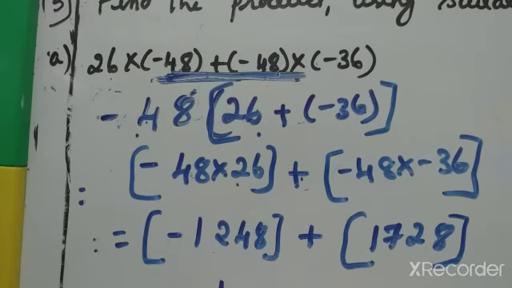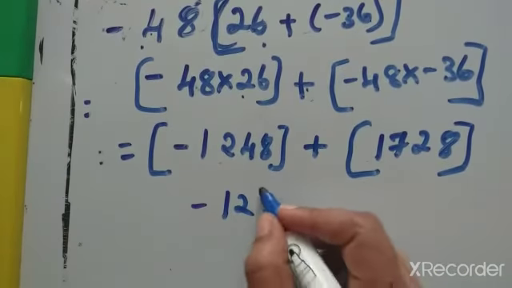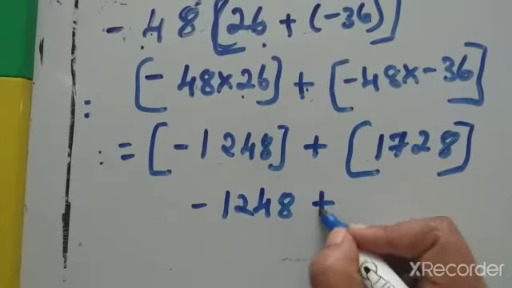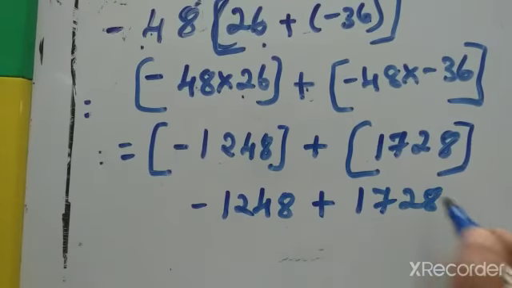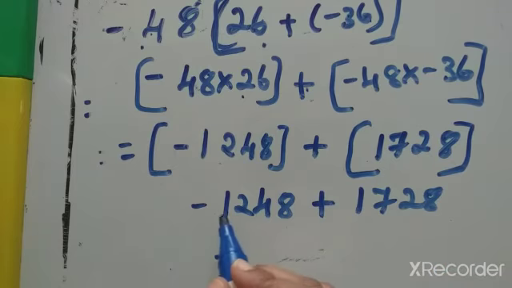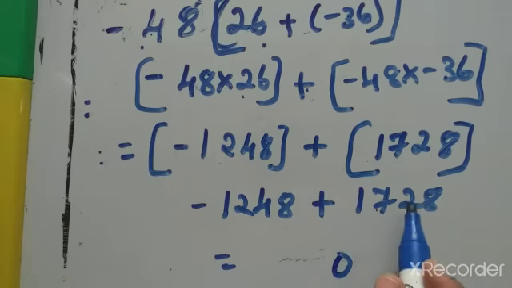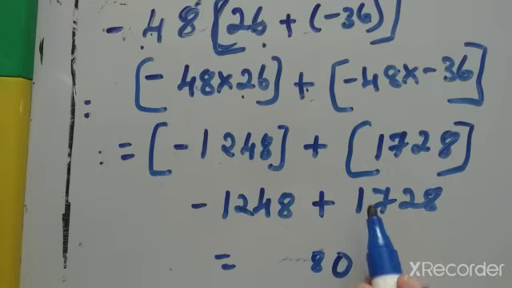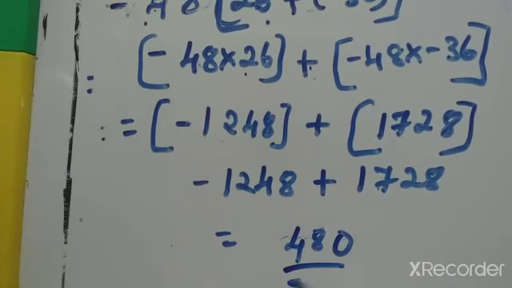So minus 1248 and plus 1728. After subtracting, minus 1248 plus 1728: 8 minus 8 is 0. Greater number is this. 12 minus 4 means 8. So here 6 minus 2 means 4. Answer is 480.